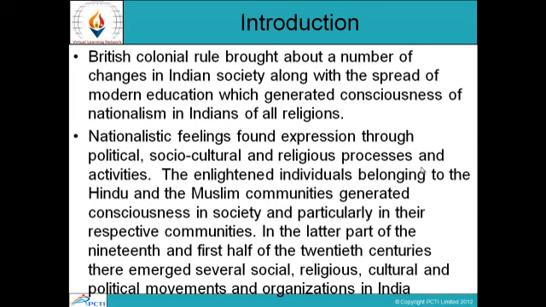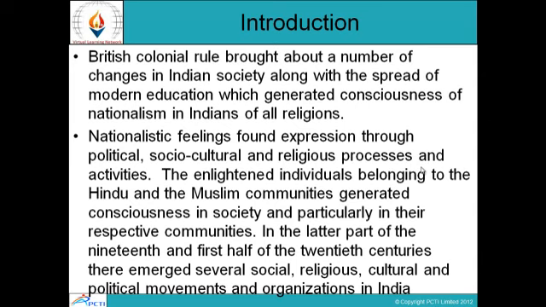Nationalistic feelings found expression through political, socio-cultural and religious processes and activities. So in various religious processes, activities, and socio-cultural and political activities, nationalistic feelings also found expression. The enlightened individuals belonging to the Hindu and the Muslim communities generated consciousness in society and particularly in their respective communities. So the enlightened individuals, the people who gained something from the education system of the Britishers, started generating consciousness in their society and in their respective communities as well.